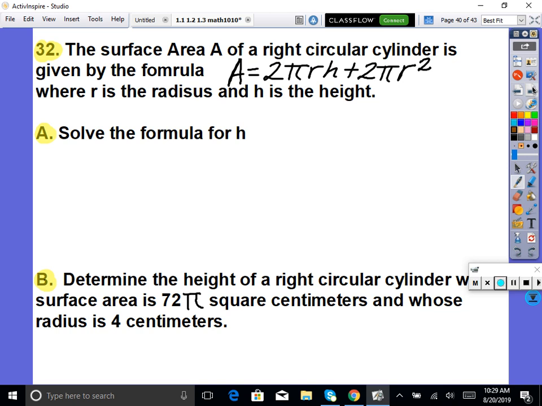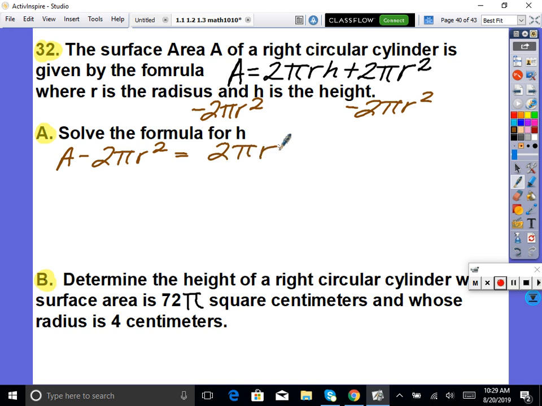No, just because there's words in it doesn't make it a hard problem. So if we need to get H alone, what would we do? Subtract 2 pi r squared. So on this side I have A minus 2 pi r squared equals 2 pi r h, yeah? You're trying to get h alone, keep your goal in mind. What would be my last step? Divide by 2 pi r. Divide by 2 pi r. Now h is all by itself.